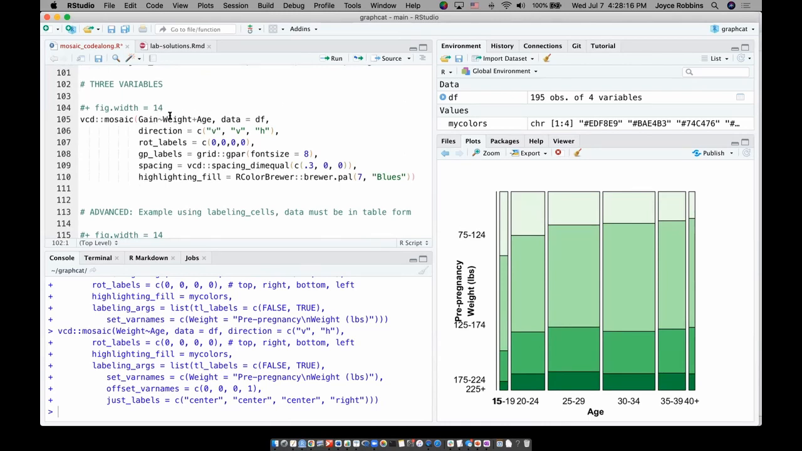So now we're splitting on weight first, then age, then the game. I'm making the font size smaller, changing the spacing. This means the spacing goes by the cuts. So for every parameter, you should think about, is this the parameter that relates to the variables, or is this a parameter that relates to the sides of the plot? So direction relates to the variables. The variables get split vertically or horizontally. The spacing relates to the variables, right? Is there going to be a space between the levels of a particular variable or not?